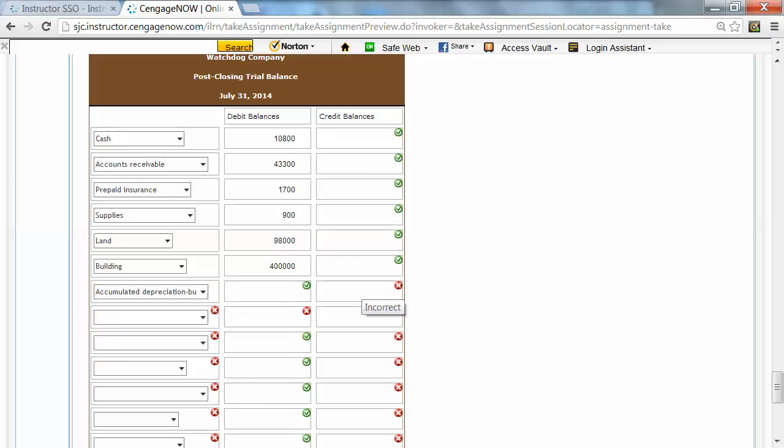Accumulated depreciation on the building has a credit of $206,900. We have our equipment next, and the equipment was $101,000. We have accumulated depreciation on that equipment. Oops, I grabbed the wrong one, not expense, but accumulated depreciation is what I want. And that is $89,300. Next, our accounts payable. It has a credit balance of $15,700.